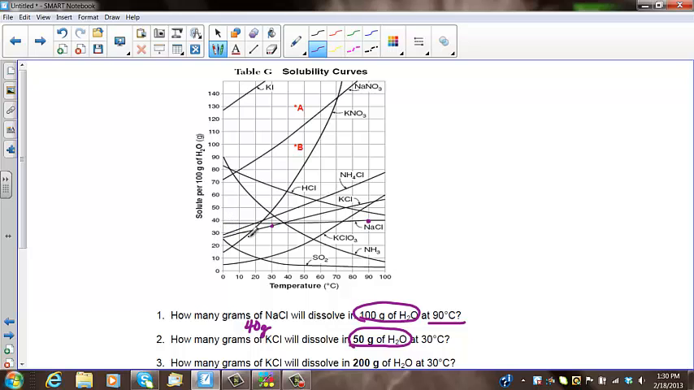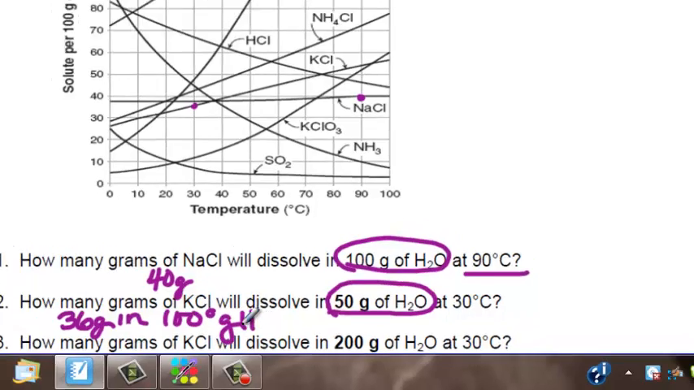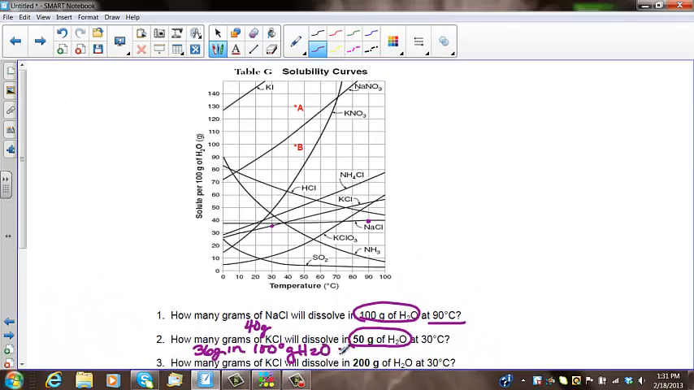It's probably about 36, so it's a little bit more than half. So the first thing I'm going to write down is 36 grams in 100 grams of H2O. The question is asking about 50 grams of water. There's two ways I can solve this. First way is intuitively. Half of 36.